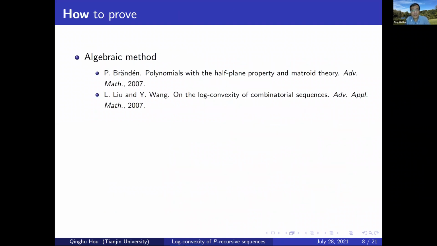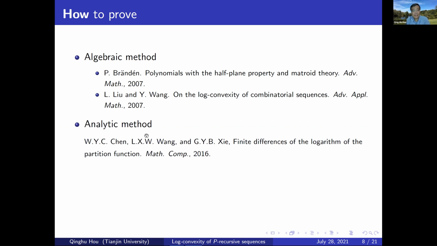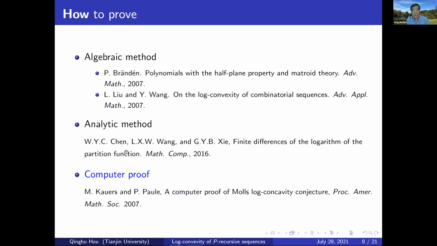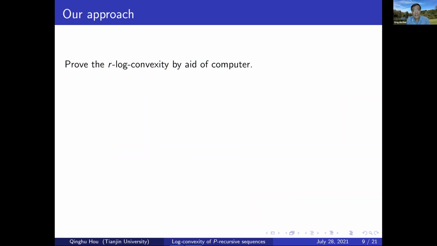Now the third question comes, how can we prove these inequalities? We have several methods. We have the algebraic method as done by Brändén and Professors Liu and Wang. We also have the analytic method as done by Bui-Chen. But what I like most is the computer proof as done by our previous speaker, Manuel Kauers and Peter Paule. They gave a computer proof of the log concavity of the Schur polynomials. Our approach is almost the same. We want to prove the r-log convexity or concavity with the aid of a computer.